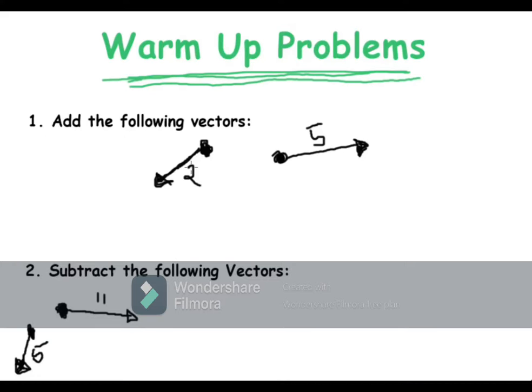Let's do some warm-up problems first based on the past video. In the last video we learned about vectors and how to add and subtract them. Okay, let's see the first problem. Add the following vectors, 2 and 5. To add vectors, let's follow the steps. 1. You have to connect the head of the first vector to the tail of the first vector.